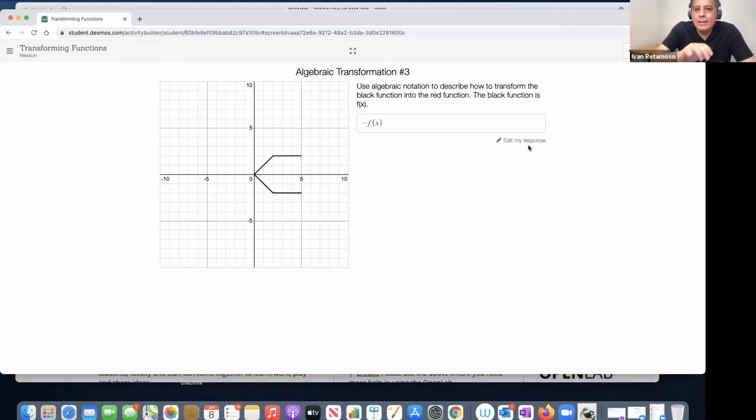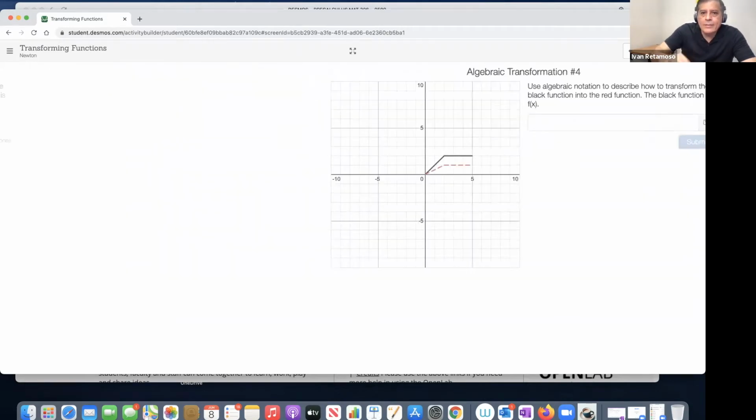And to confirm, hit submit and make sure that you get a perfect match here, right? Exactly there. Excellent. Great. This is transformation, reflection about the x-axis. Great. Let's continue with more challenges.